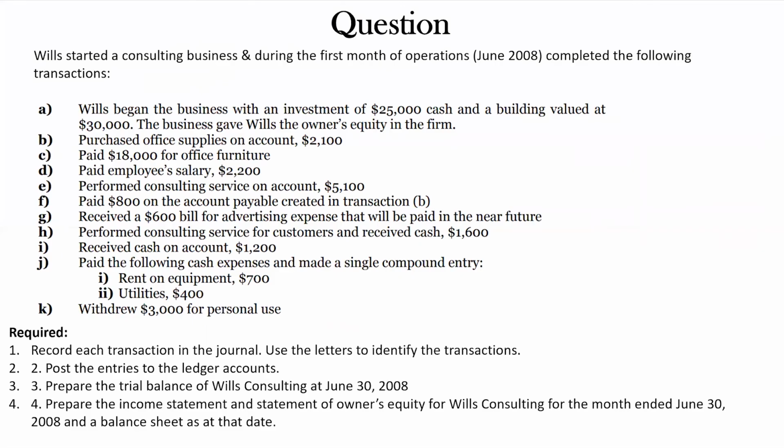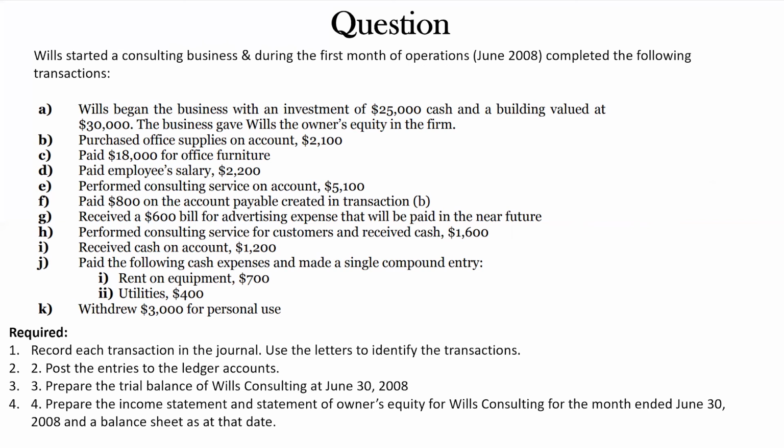So let's continue. C, you paid $18,000 for office furniture. So again, we're making a purchase. And what did we buy? Office furniture, right? And office furniture, it's an asset. So you purchased an asset, it is increasing. So our office furniture assets account is increasing. And when our asset increases, we debit. So the first thing here, we're debiting office furniture, $18,000.